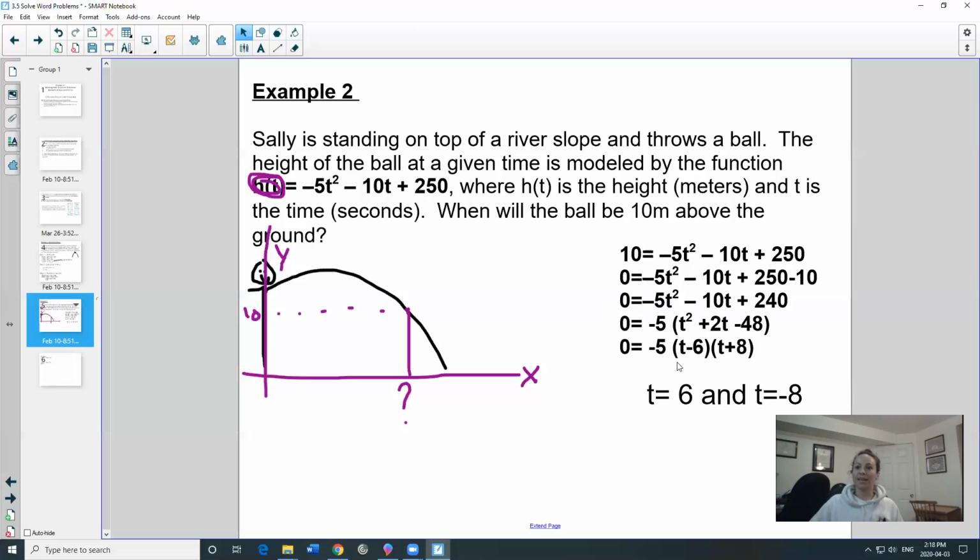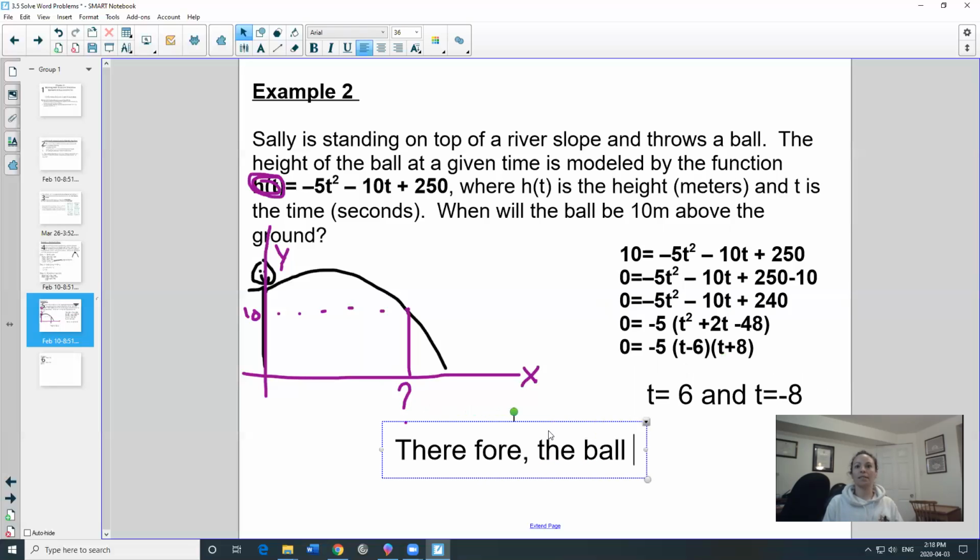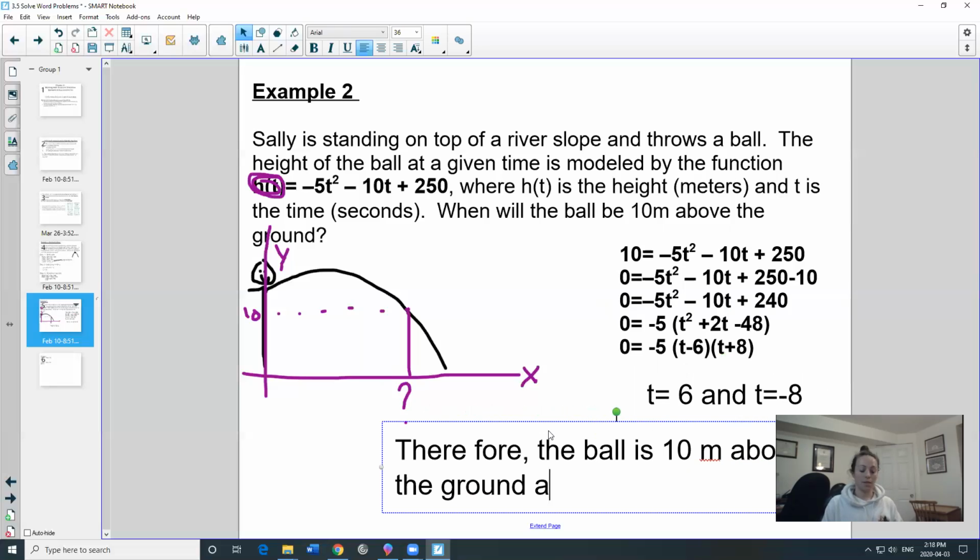So that means that your ball would be at that height at 6 seconds and -8 seconds. -8 seconds doesn't make sense for our scenario, so we're only going to accept 6 seconds. Therefore, the ball is 10 meters above the ground at 6 seconds.